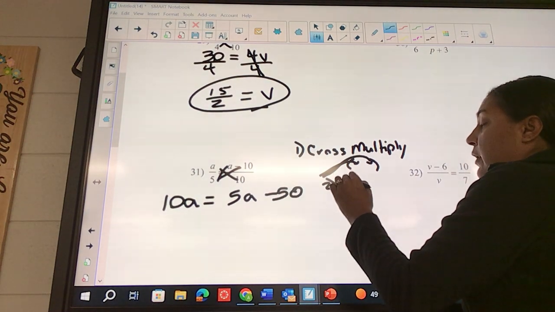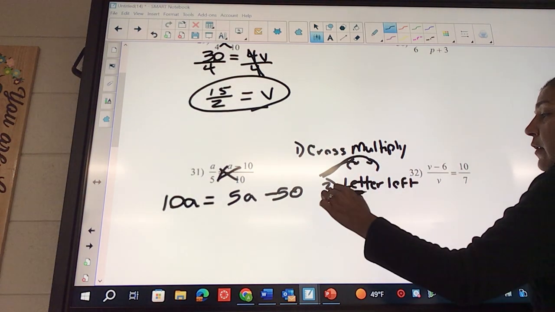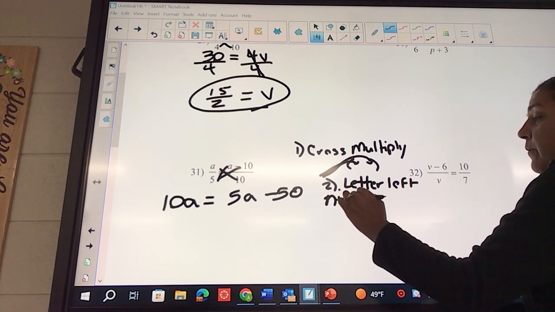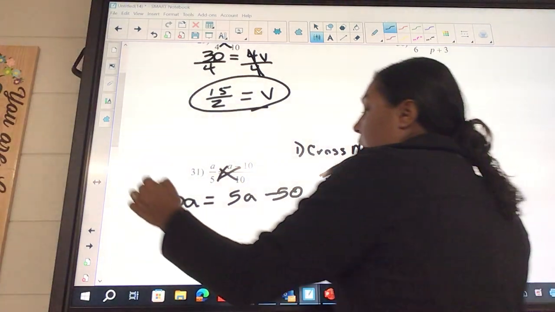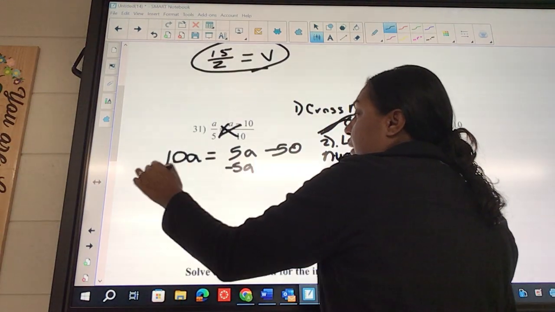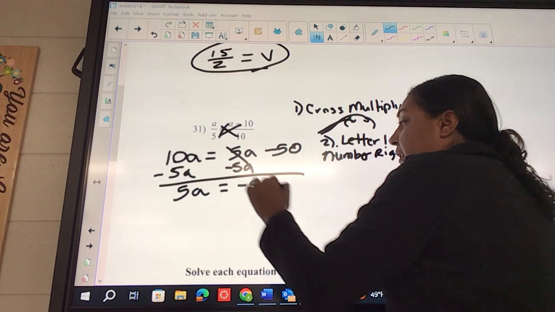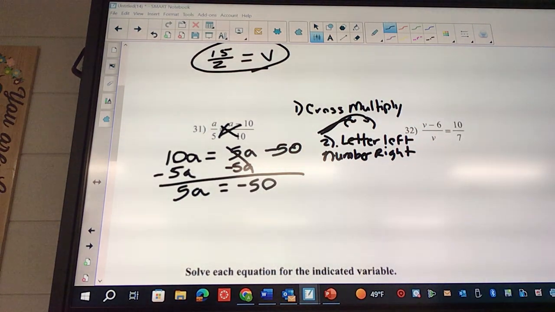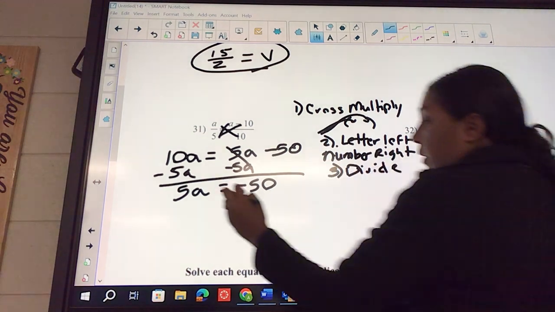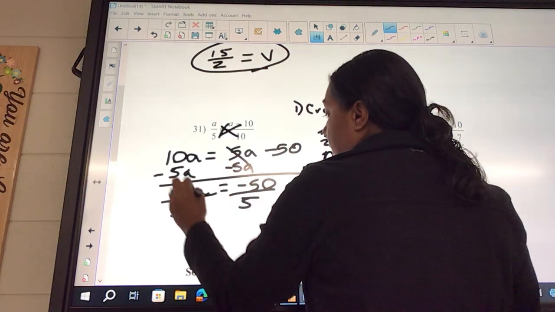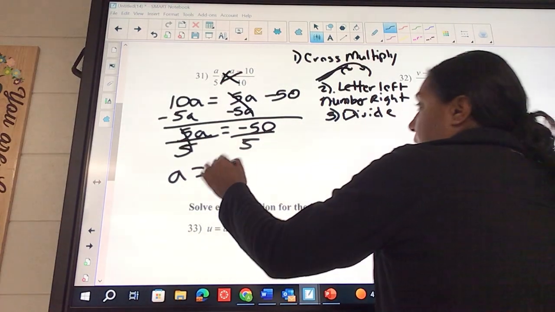Okay, and then after that, you're going letters to the left and numbers to the right. Okay, so what needs moved? The 5a needs moved, so we're going to say minus 5a, minus 5a. Okay, so that's going to be 5a equals negative 50. And then what's my last step? Divide. So we're going to say divide by 5. Okay, what is negative 50 divided by 5? Negative 10.